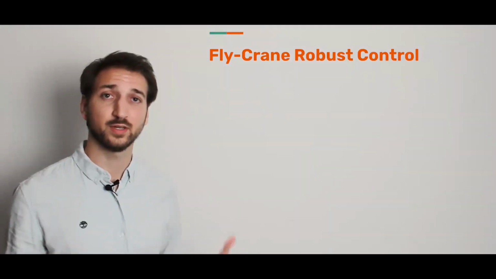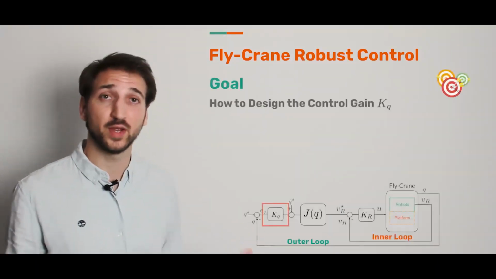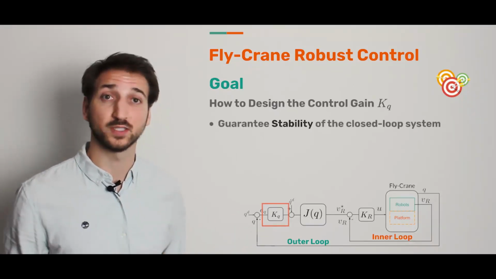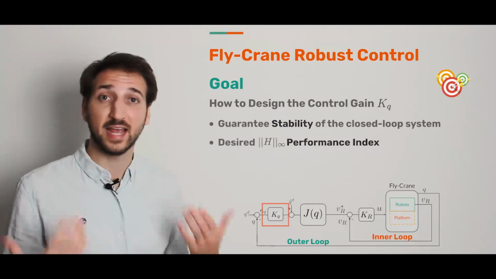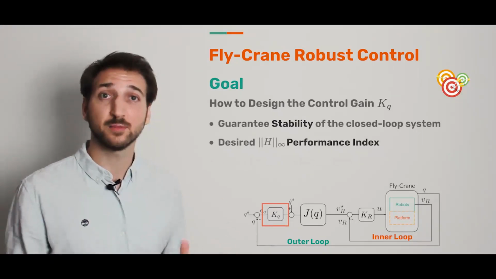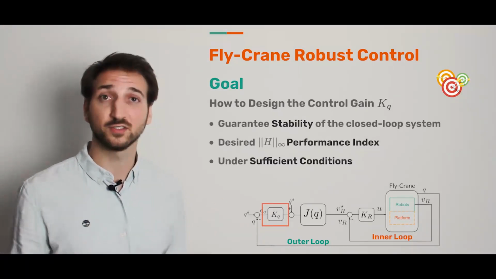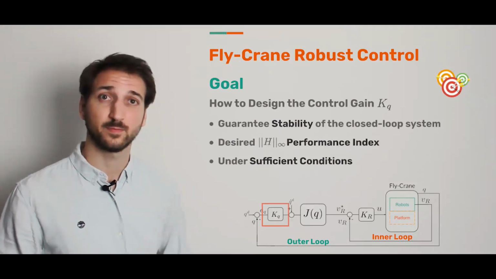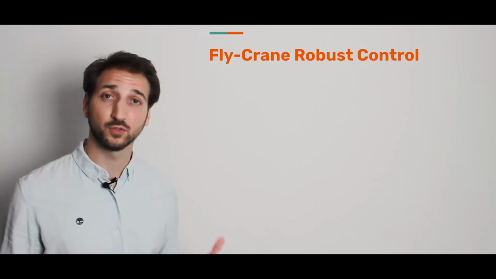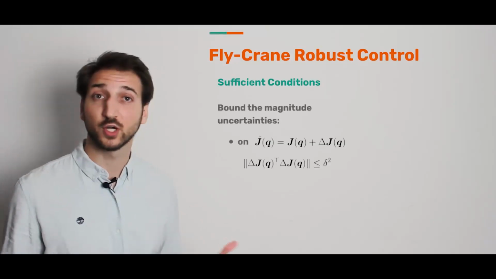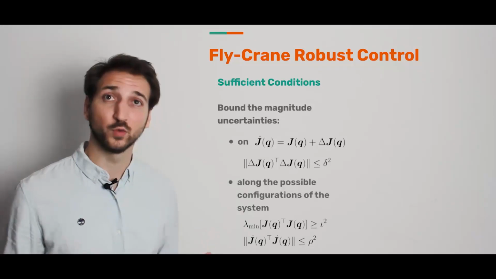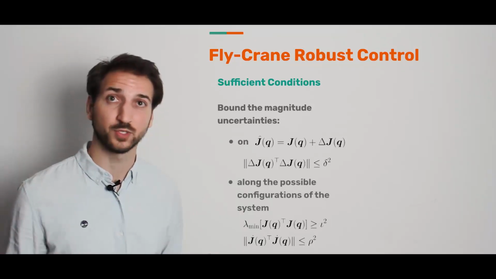For this reason, I'll show you how to design the configuration control gain such that it guarantees the stability of the closed-loop system with the desired H-infinite performance under some sufficient conditions on the uncertainty and disturbance magnitudes. We talked about sufficient conditions. On what? On the Jacobian bounding the model errors and along the possible configurations that the system can reach.